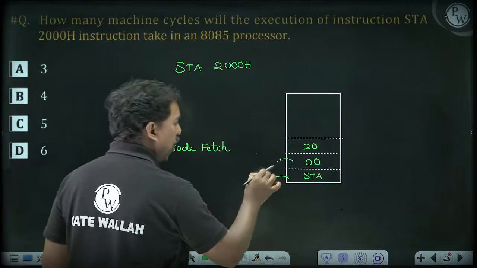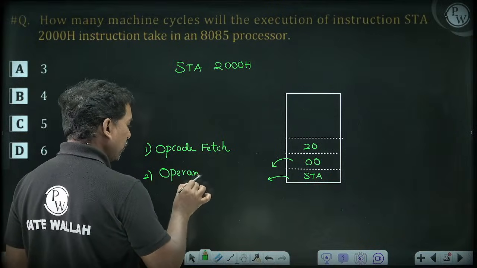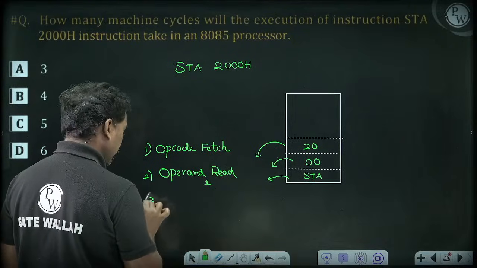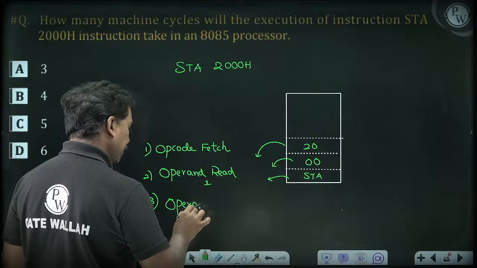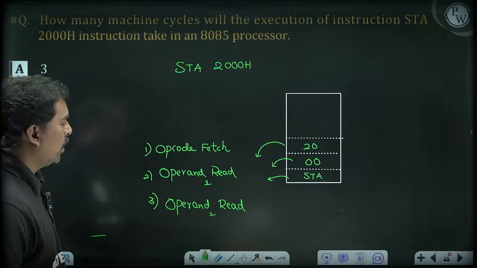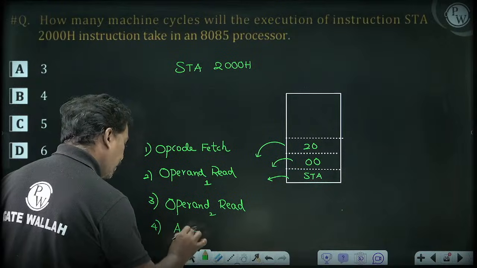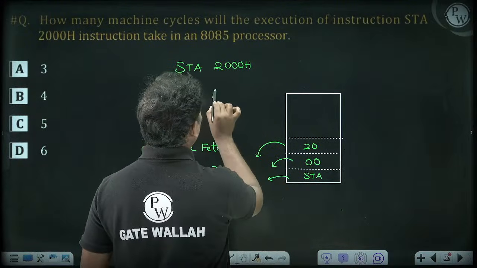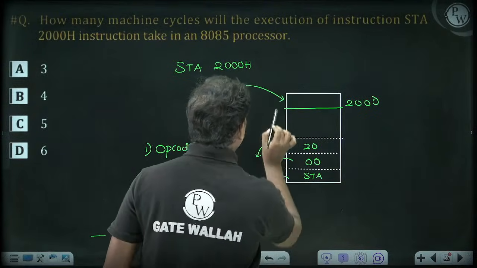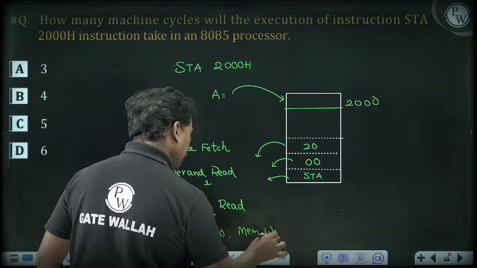Second one is operand 1 read. You have to take that. Next, operand 2 read. And when you decode this instruction, the content of the accumulator has to be written into the memory. Whatever the content is in the accumulator, that has to go to the 2000H memory location. So A has to be written to 2000, that is a memory write.